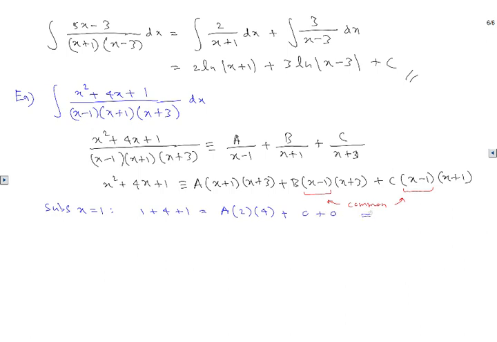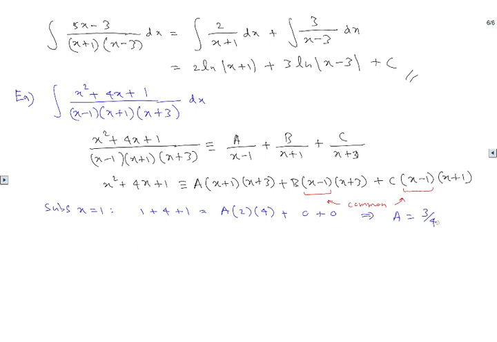So this is going to give you a. How much do you get for a? You have 6 on this side and 8 on the other side, so you're going to get 6 over 8. 6 over 8 means 3 over 4. So you already found a.